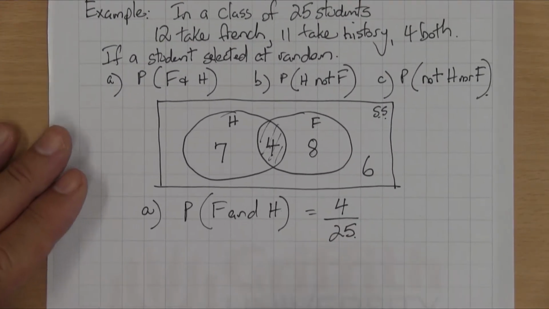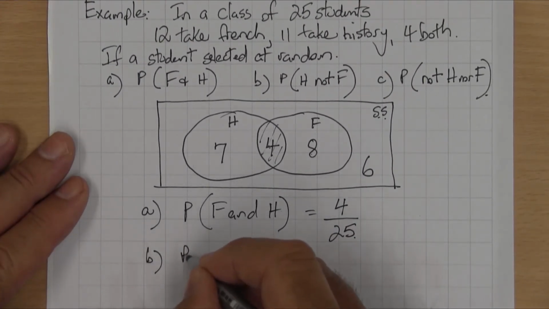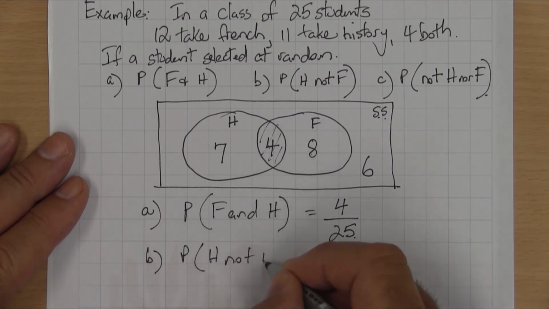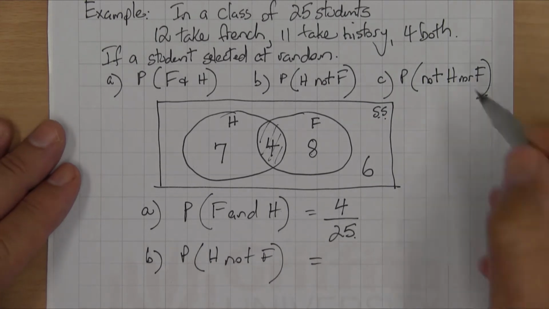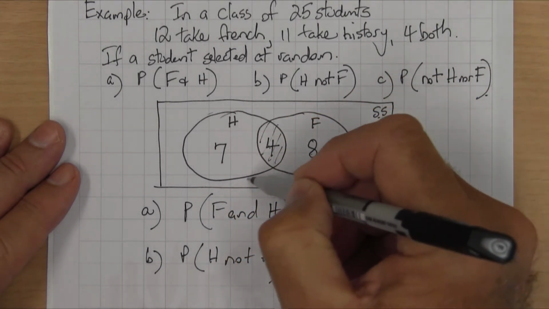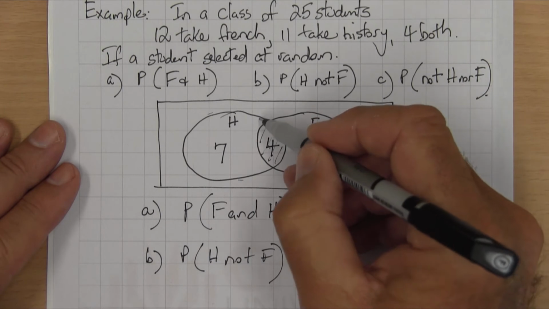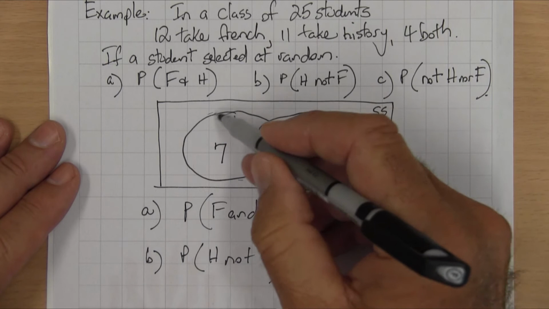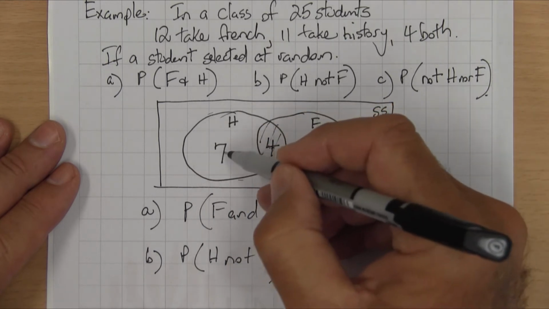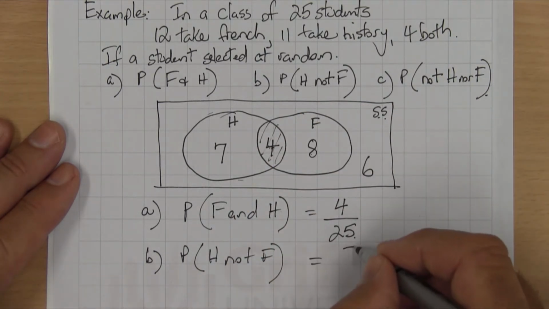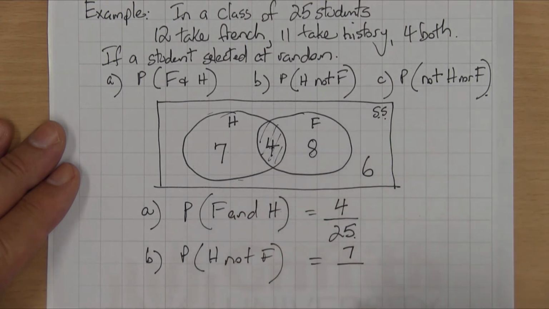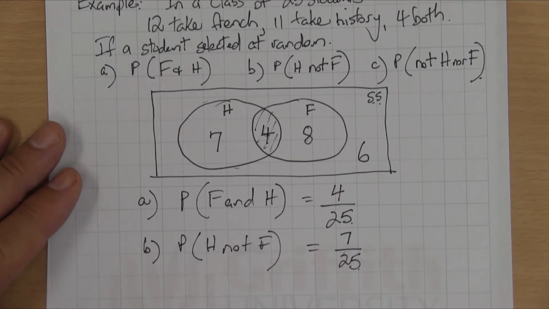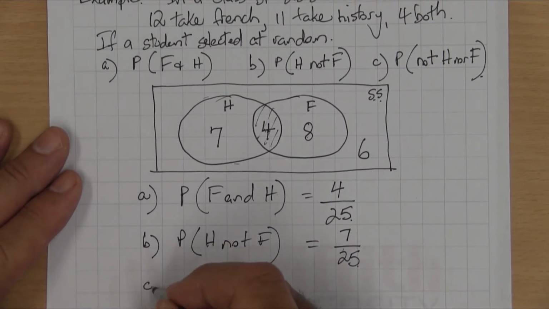Okay, history but not French. So how many are doing history here that are not taking French? Well, you can't include those because those 4 are going to be doing French. So of those doing history, there are 7 doing history and not French. And if there are 25 students in the class, it'll be 7 over 25.